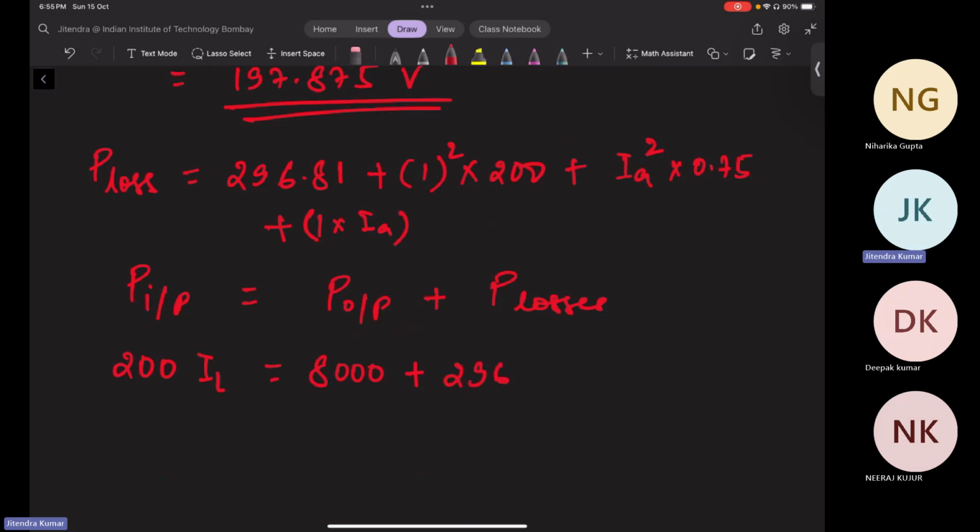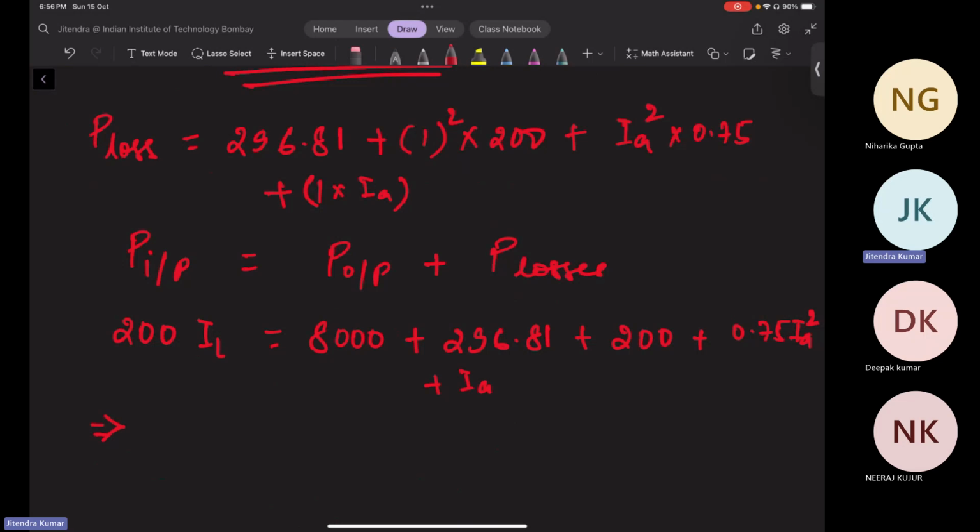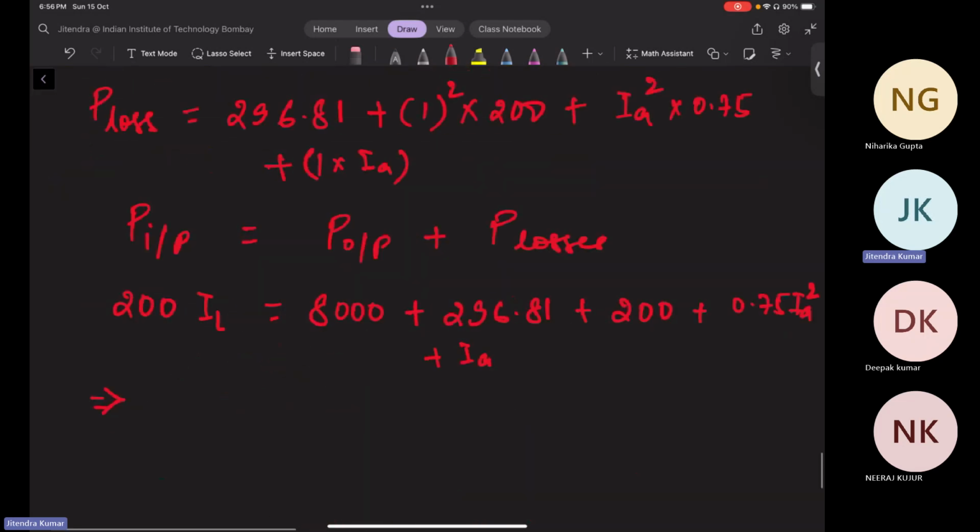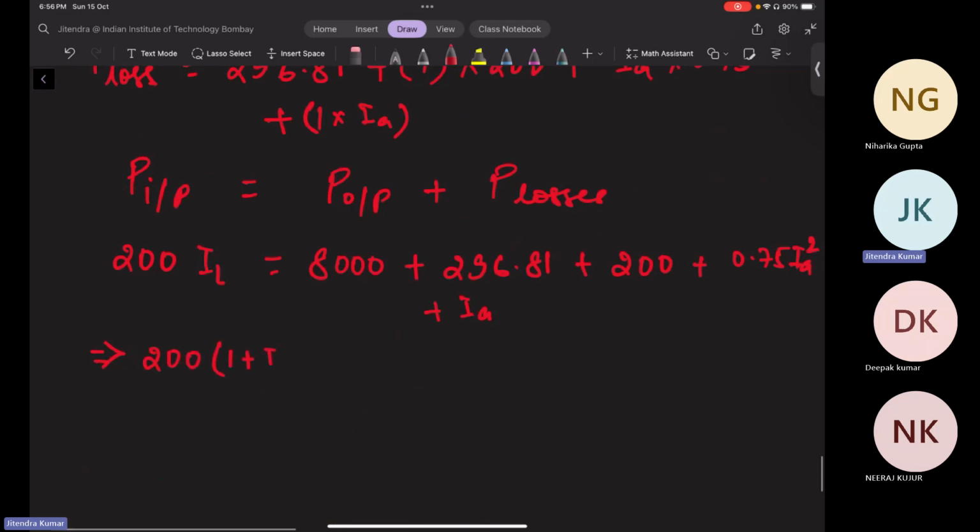plus 296.81 plus 200 plus 0.75 I_A square plus I_A. And I_L we can write as I_F plus I_A, and I_F we have already calculated as 1 amp, so 200 into (1 plus I_A) is equal to, I will calculate all the constant terms, 8,000 plus 296.81 plus 200 plus 0.75 I_A square plus I_A.